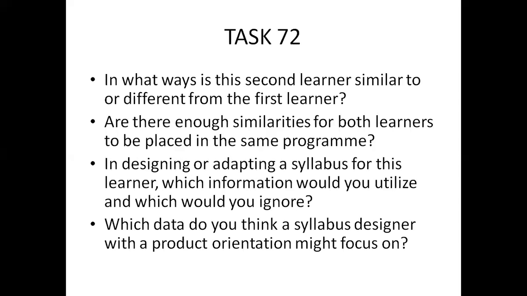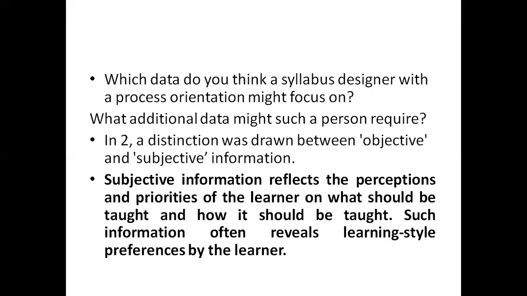In what ways is this second learner similar to or different from the first learner? Okay, of course, by age and by their requirements, the first learners want to stay for a small period of time. Here, this learner wants to stay for a longer period of time. So we have to think of this in this way. Which data do you think a syllabus designer with the process of orientation might focus on?